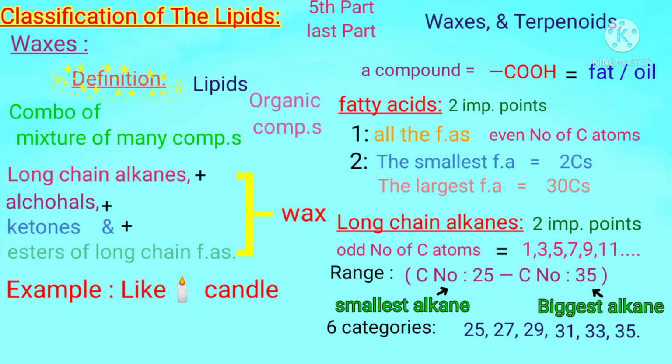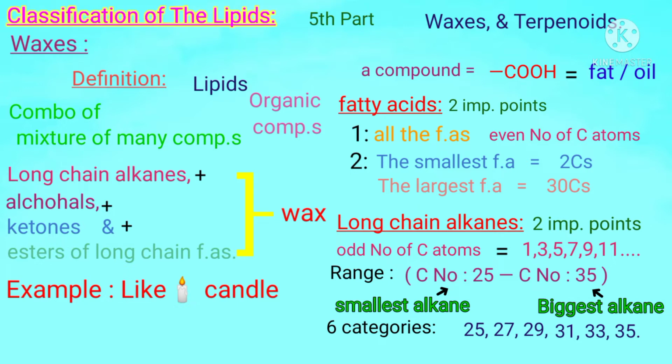That's why the definition of the waxes written in the books says that a mixture of long chain alkanes with an odd number of carbons from carbon number 25 to carbon number 35, and alcohols, ketones, and esters of long chain fatty acids is called waxes. So students, during wax formation, long chain alkanes and long chain fatty acids are taken, but alcohols and ketones are taken generally, normally, long chain or short chain.